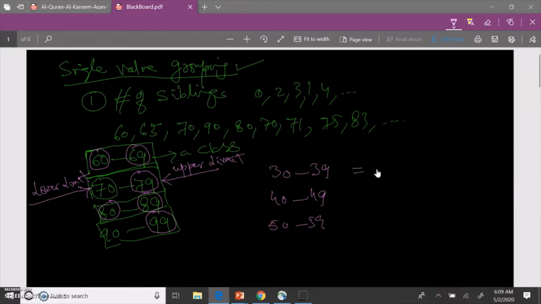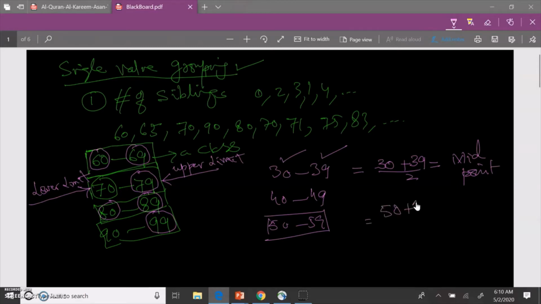The midpoint, or class mark: we take the lower class limit, add the upper class limit, and divide by 2. It's as simple as that. You calculate this, and this is the midpoint, or what we call the class mark. Same for this one. If I want to find the midpoint for this one, I'm going to take the lower class limit, add the upper class limit, and divide by 2. It's an average of the two class limits. That's how you find the midpoint for every class.